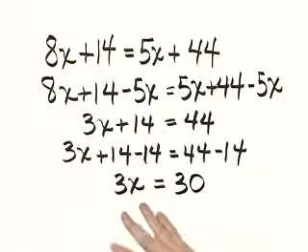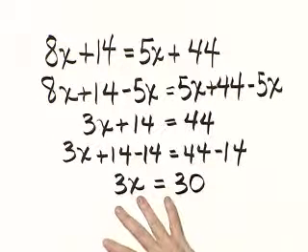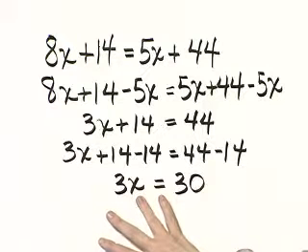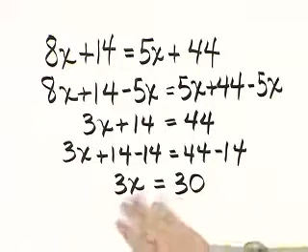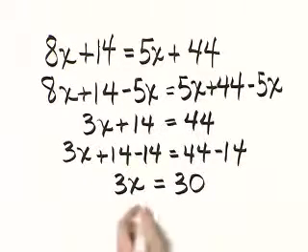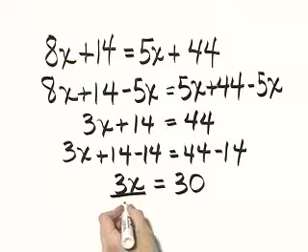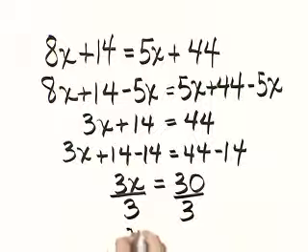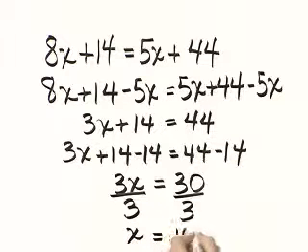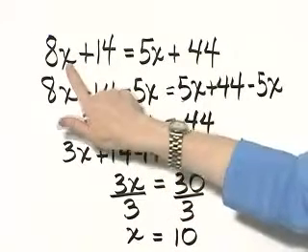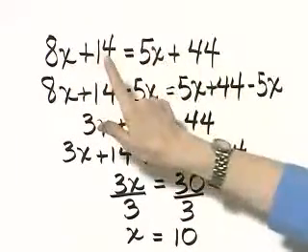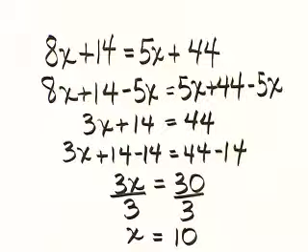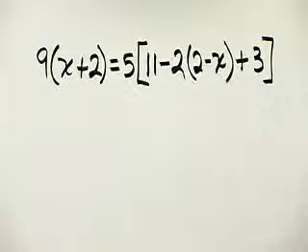And now what do I do to solve for x, or get x by itself with an understood coefficient of 1? I will divide both sides by the coefficient of x. So I'll divide the left side by the coefficient of x, the right side by the coefficient of x, and I'll have x is equal to 10. I'll let you check, replace x with 10 here and here in the original equation and make sure that a true statement results.